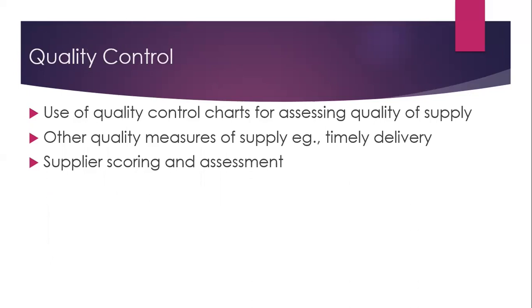Quality control in supply chain management. It includes use of quality control charts for assessing quality of supply. It includes other quality measures of supply, for example, time, that is timely delivery. Quality control also includes supplier scoring and assessment.